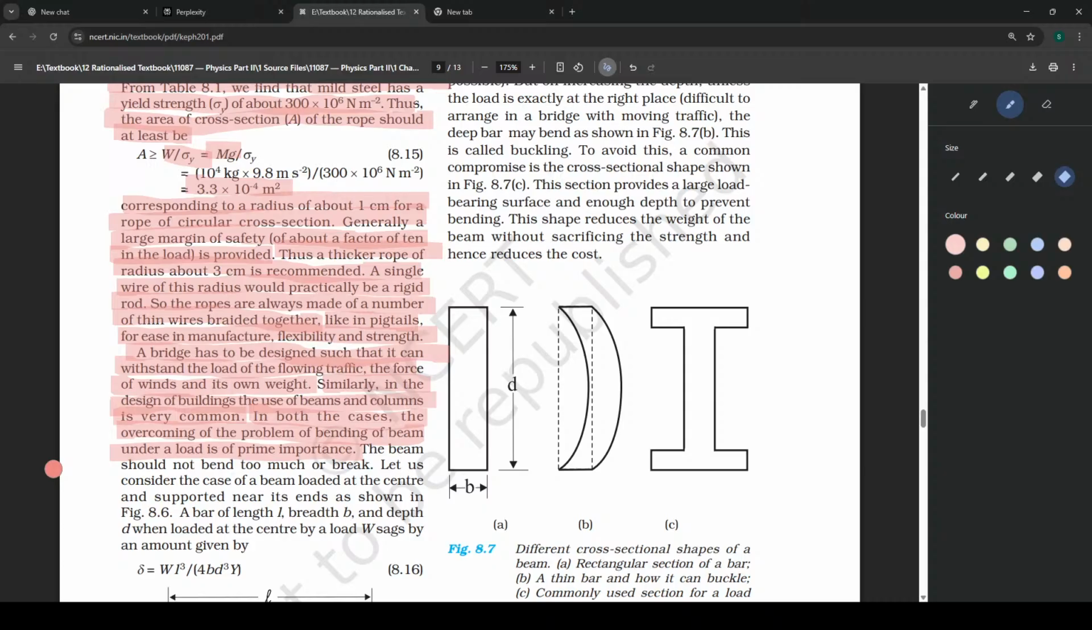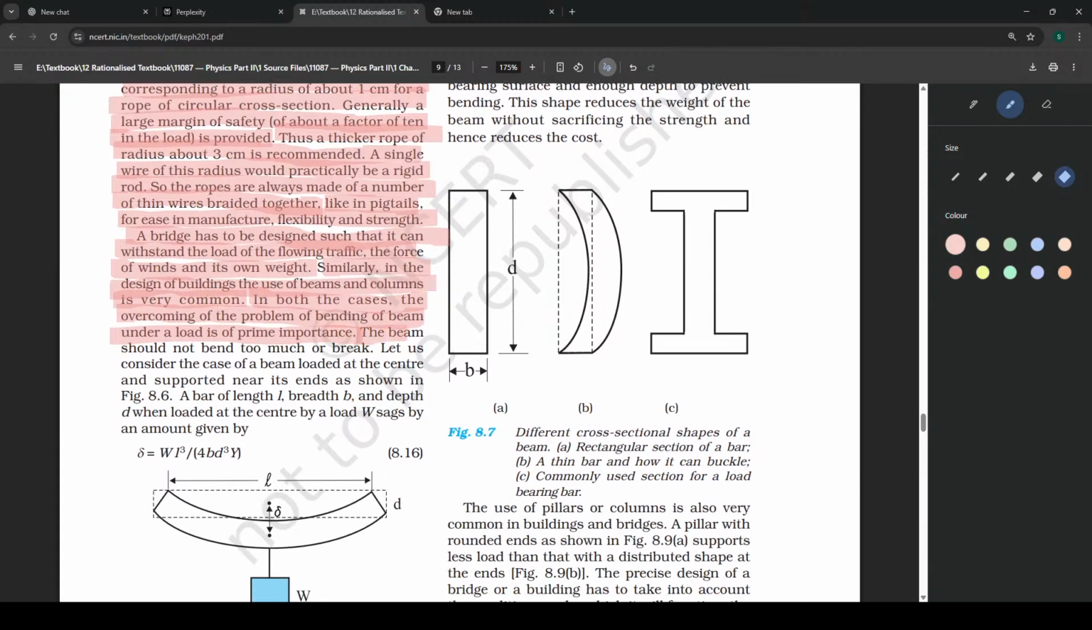Like if we keep a load that exceeds the elastic limit of the rod, then it will obviously bend. So we need to understand how much load the rods, the beams can withstand, for the building to remain standing. All this comes under studying the properties of the materials. The beam should not bend too much or break.